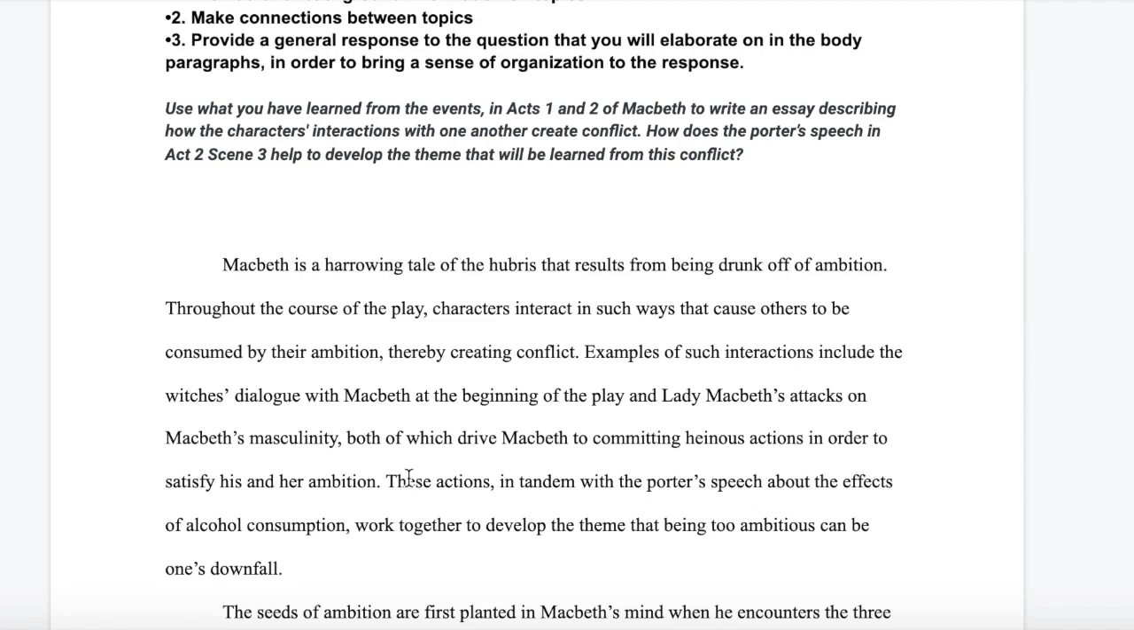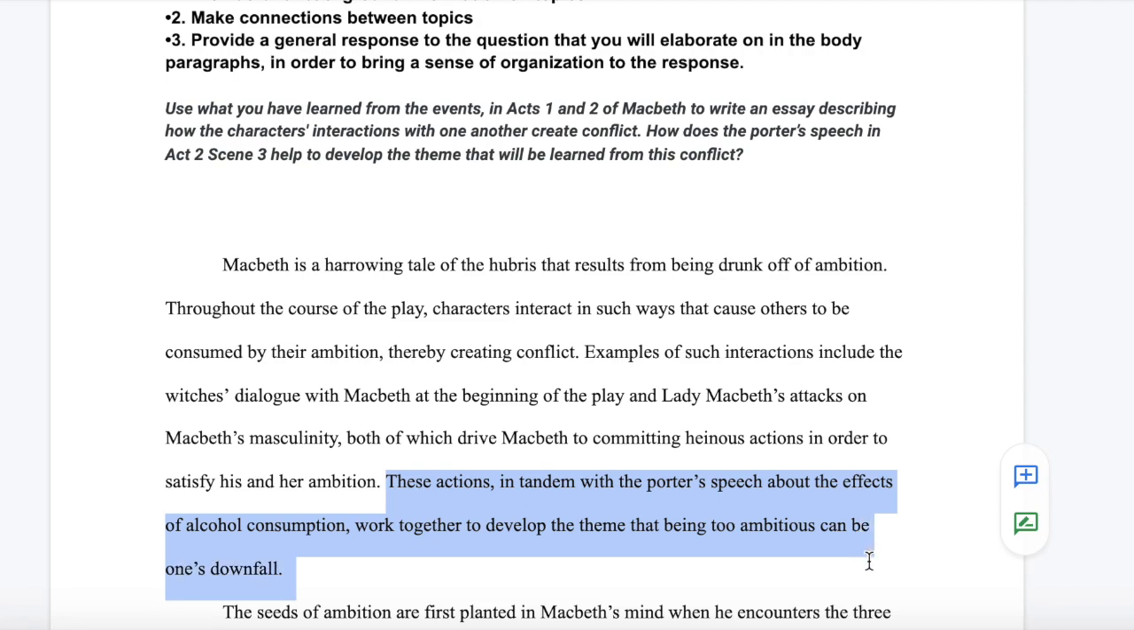And then I give a brief answer to the question that is to be elaborated on, or proven, in the body paragraphs, and that is what is called the thesis statement. So remember, the question is asking how the Porter's speech works together with the character interactions and the conflict to really emphasize what the theme of the narrative is.